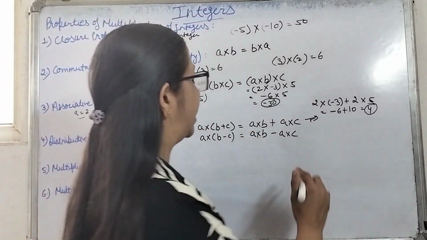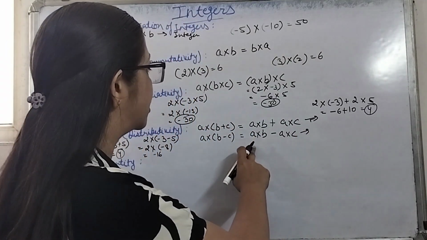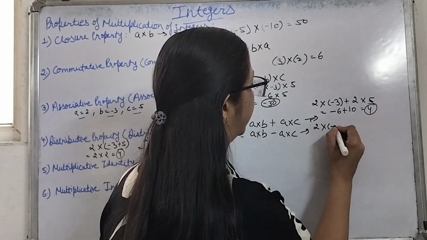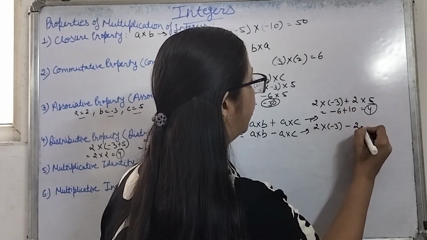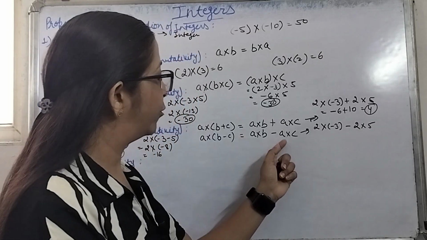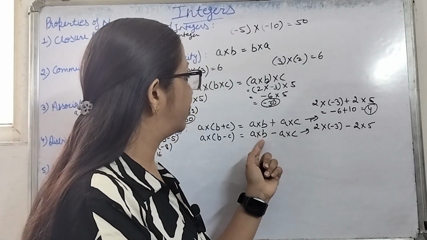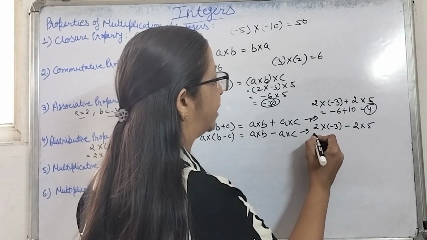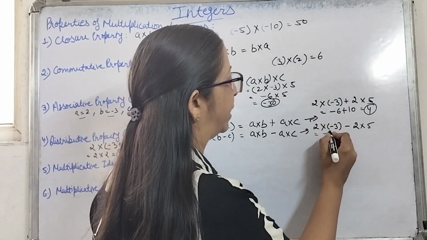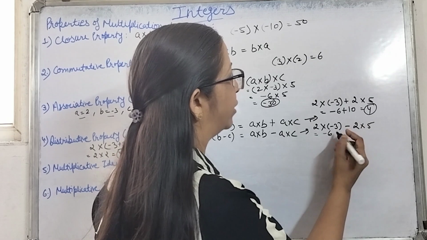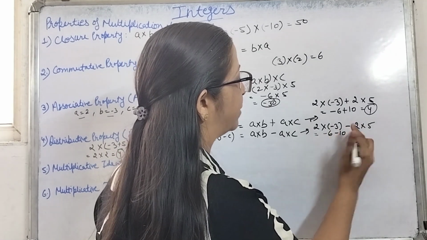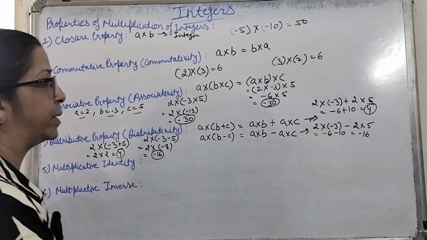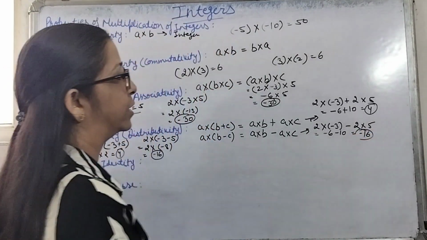Now let's check what the value of the RHS part is. a is 2 multiplied by b is minus 3, minus 2 multiplied by 5. Wherever a was coming, we have taken 2; instead of b, we have taken minus 3, and instead of c, we have taken 5. So we will solve it further. 2 multiplied by minus 3 will be minus 6. 2 multiplied by 5 will be 10. Minus 6 minus 10 will be minus 16. So here also it is minus 16 in the LHS part, and in the RHS part it is also minus 16.